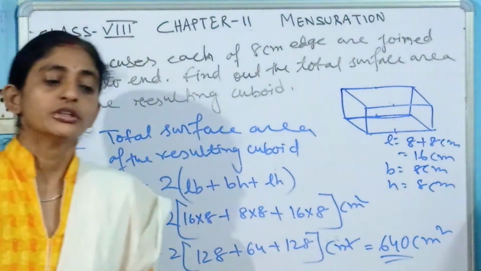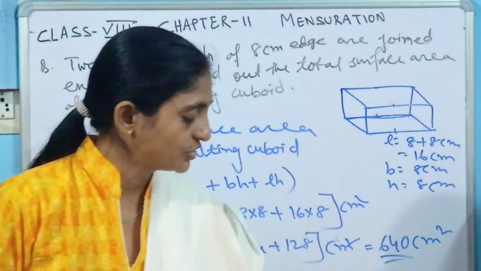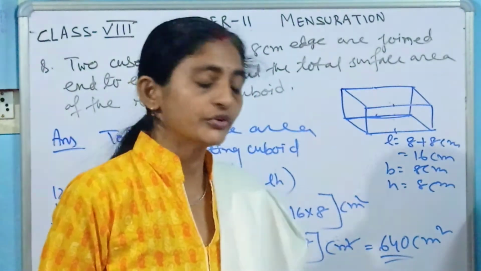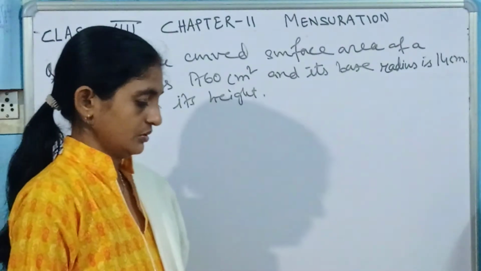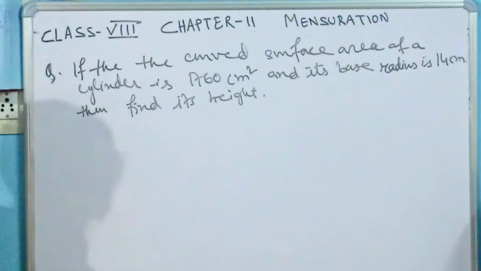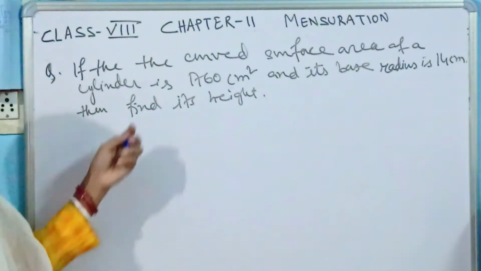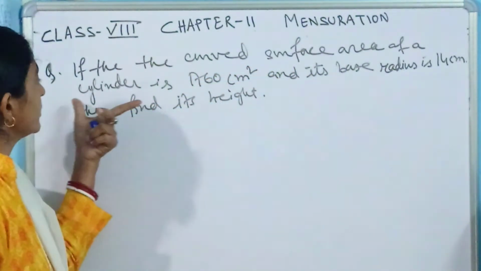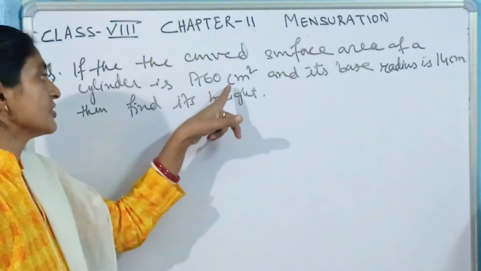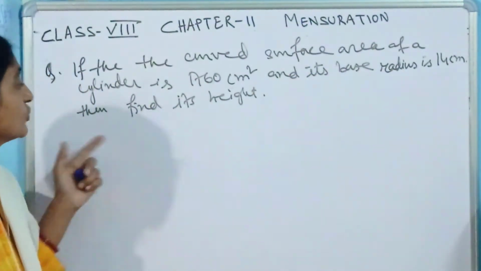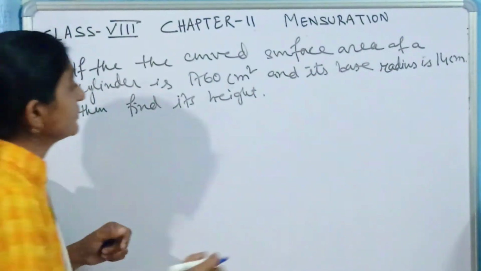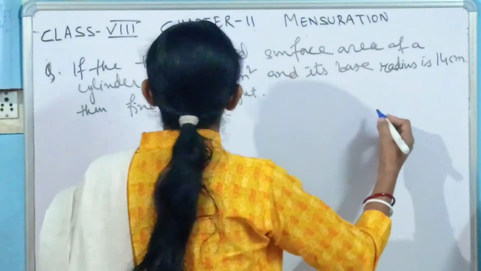Let's come to a different question, which is based on the surface area of a cylinder. Let's go through the question. Here the question is: if the curved surface area of a cylinder is 1760 centimeter square and its base radius is 14 centimeter, you are asked to find out what the height will be. So what has been given? Here the lateral surface area has been given.